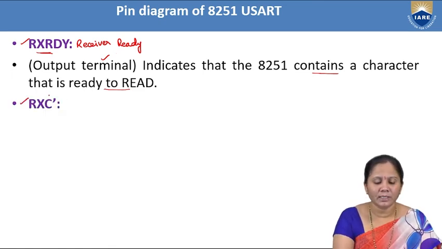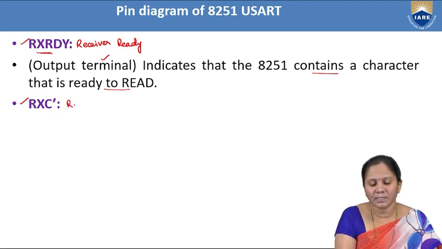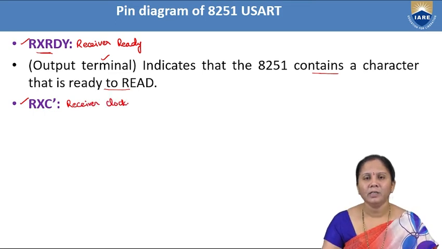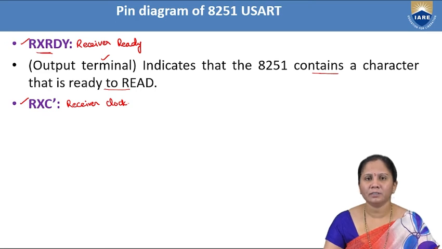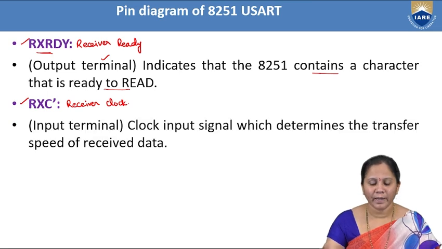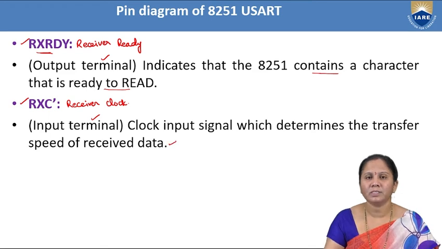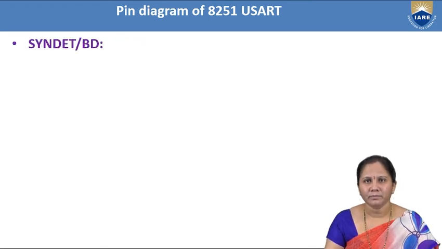And the next signal is Rx C bar. This is an active low signal. RxC represents receiver clock. Okay. So in order to have synchronization at the receiver end, this receiver clock will be used. And this RxC bar, it is the active low signal. It is the input terminal. It is a clock input signal which determines the transfer speed of received data. And all those are the receiver section related signals.